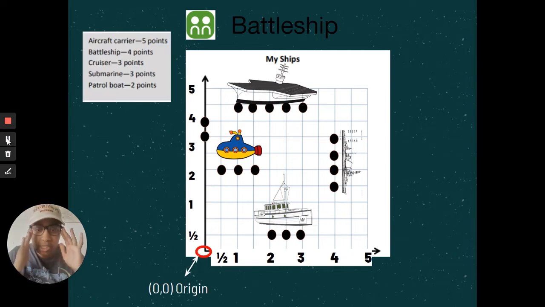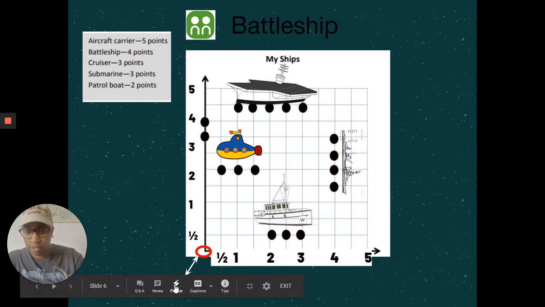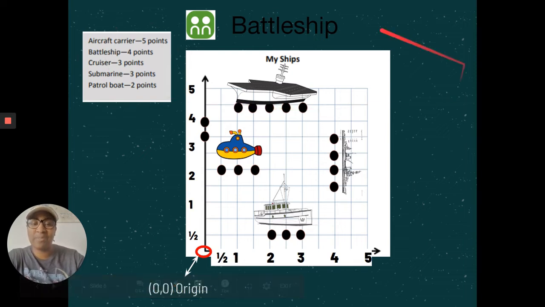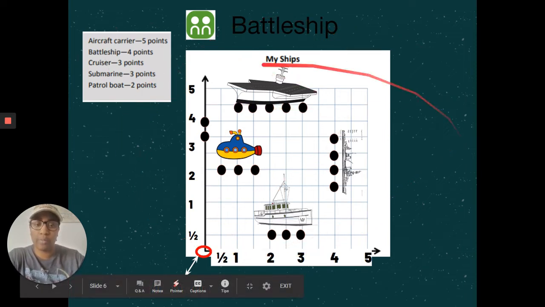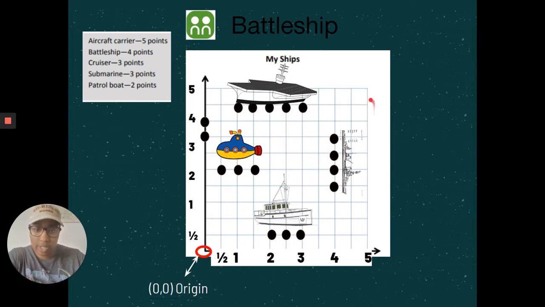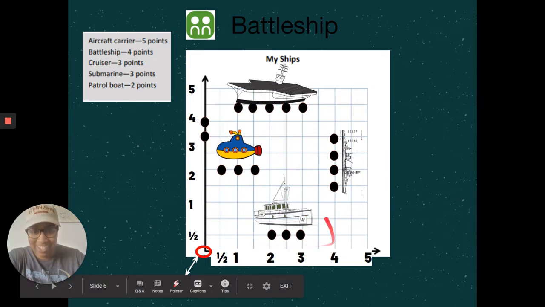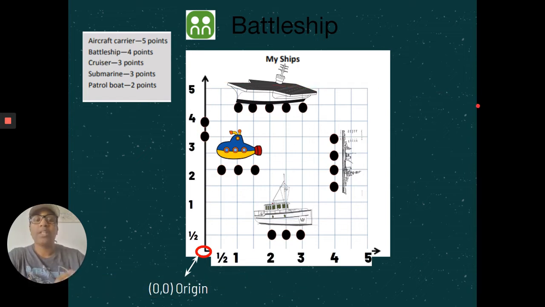Okay, I've taken my ships and placed them on my grid, on my coordinate plane. So my aircraft carrier is right here. My battleship is right here. My cruiser, which is 3 points, is right here. My submarine and patrol boat, which I couldn't find a picture of, are right here. Now, the only thing that I'm missing. Oh no, I have everything. Easy. Oh wait, I need somebody to play with.